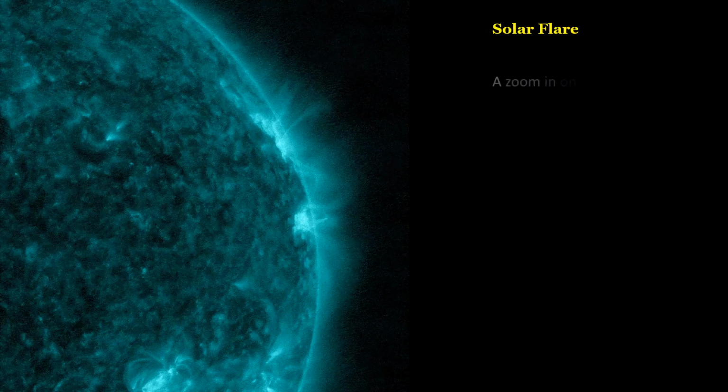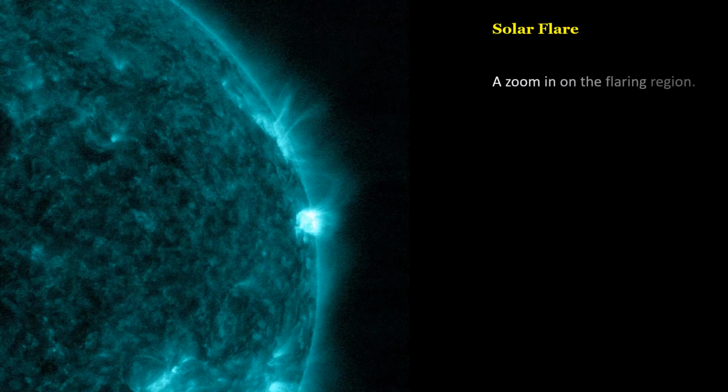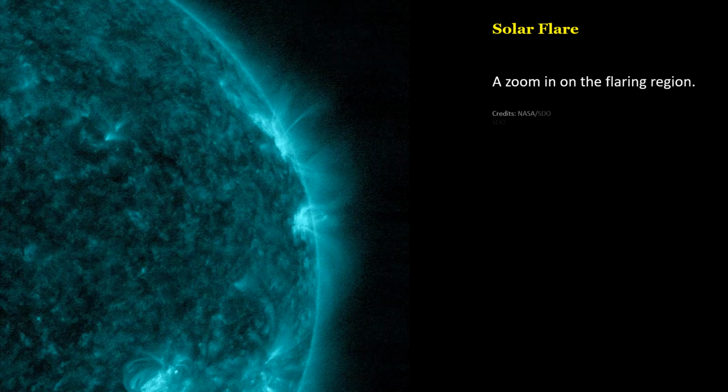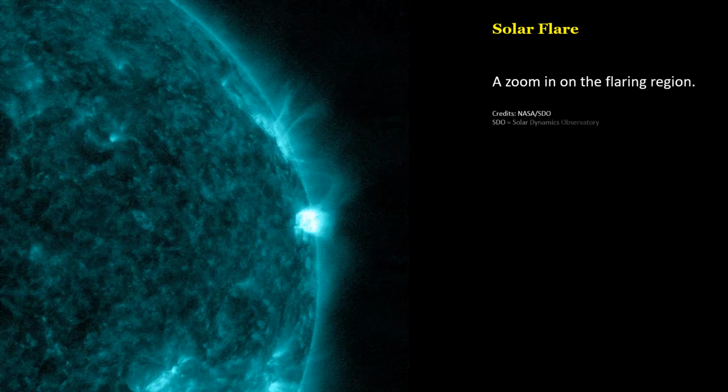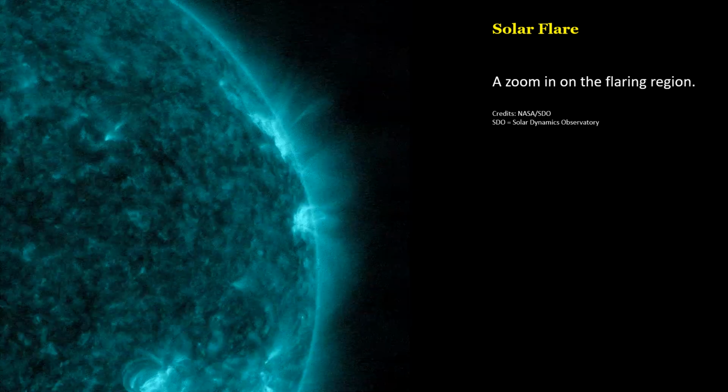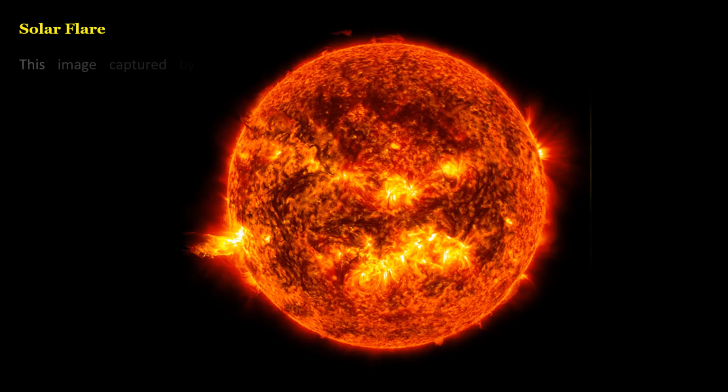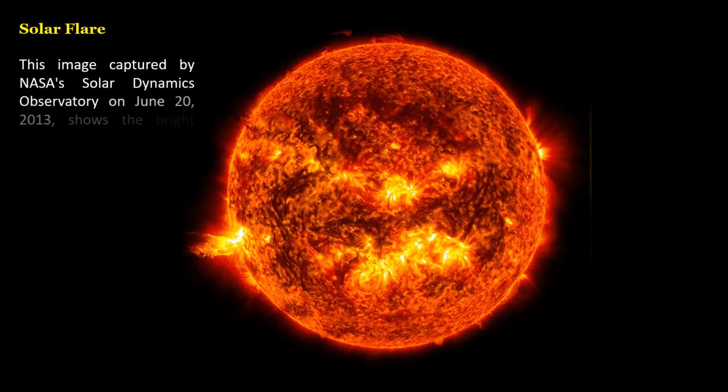A zoom in on the flaring region. This image, captured by NASA's Solar Dynamics Observatory on June 20, 2013, shows the bright light of a solar flare on the left side of the Sun.